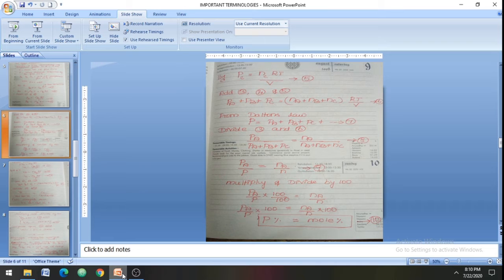PA by P, the individual pressure by total pressure, is the pressure fraction. Individual moles to total moles is the mole fraction. Multiply with 100, the percentage. So pressure percentage is equal to mole percentage. What do you observe in this expression? Pressure percentage is equal to mole percentage.